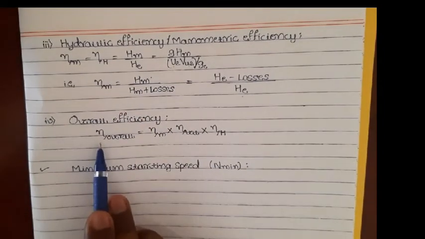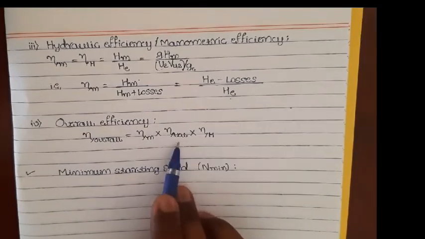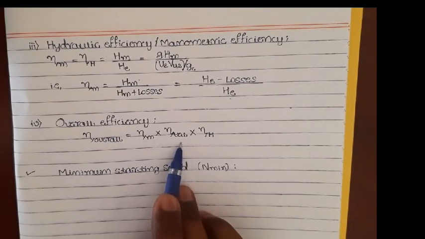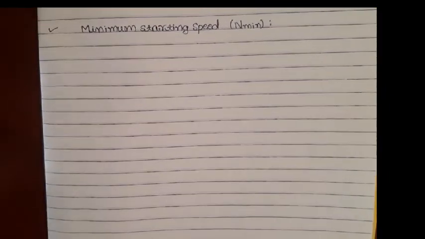Coming to the overall efficiency, it is the product of the mechanical efficiency, the hydraulic efficiency and the volumetric efficiency. Right? So let us move on to the important concept known as the minimum starting speed.